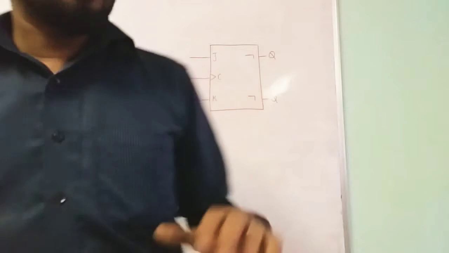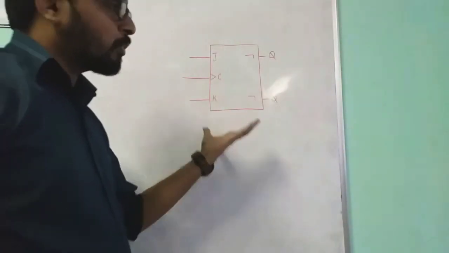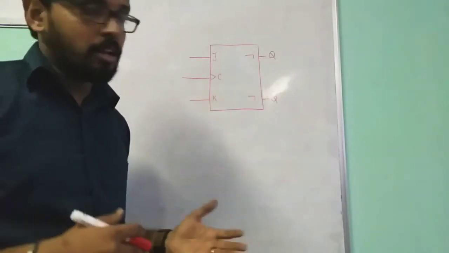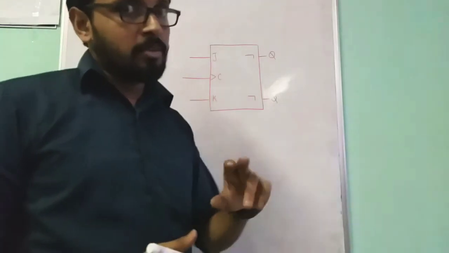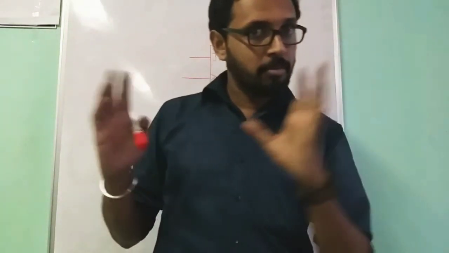Thus we come to the end of this particular topic, master-slave flip-flops. This is the logic symbol for data lockout, the master-slave flip-flop with data lockout. So we have the J and K inputs, and the clock is given. We know the difference between this clock and the original master-slave flip-flop clock.